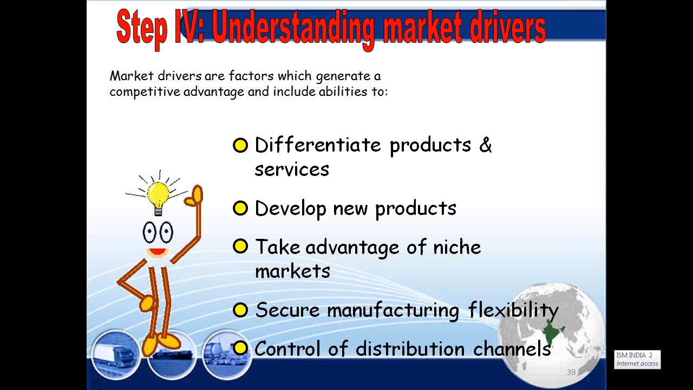So when the first time somebody came with a smartphone, they were differentiating from the others. And people know that I have to pay 25% more for this, or even double, but the advantages were much more. So those were the drivers. The drivers could be technology, new products around, taking advantage of the niche market, securing manufacturing flexibilities around. So your manufacturing has got flexibility to cope up with the demand.